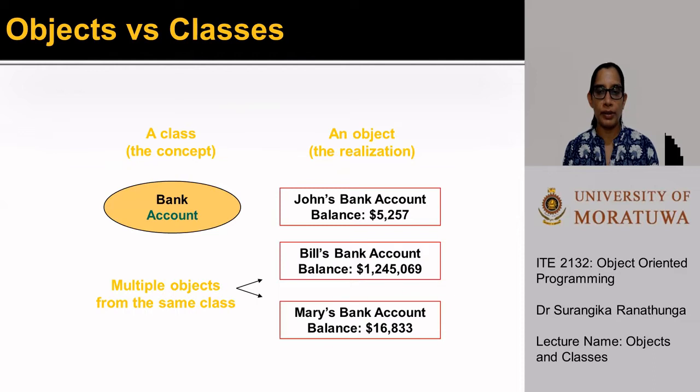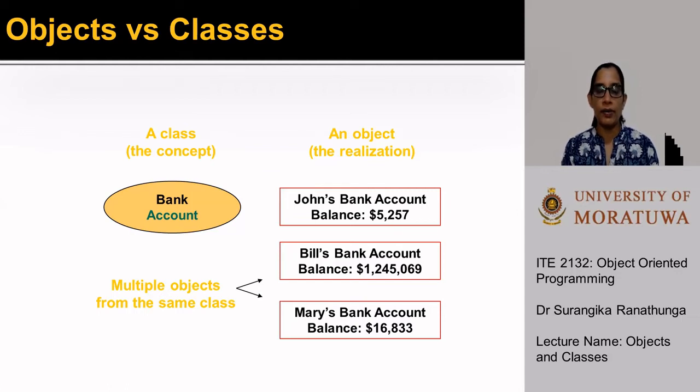To further elaborate this, let's look at this bank account example. Now we have a bank account class. This class specifies what information is carried by the bank account object. So when John comes to the bank to create a bank account, a new object is created, and this object will have John's name as John and the balance as $5,257. And similarly, when Bill comes, from this bank account class we are creating a new object, Bill's bank account object. It will have Bill's name and it will have a different balance.